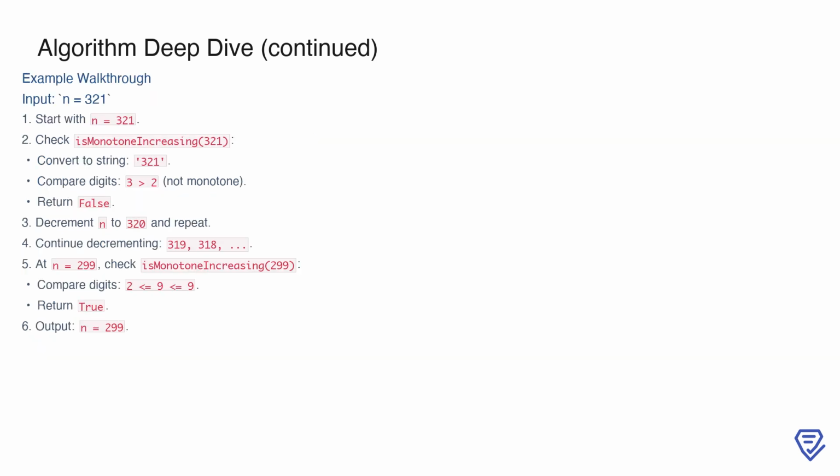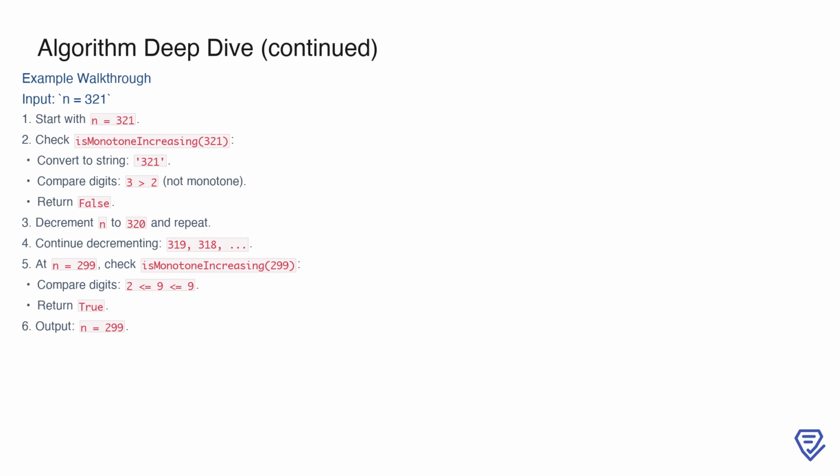To better understand the brute force approach, let's walk through an example where n equals 321. We start by checking if 321 is monotone increasing. Converting it to a string gives "321", and comparing the digits reveals that 3 is greater than 2, which violates the condition. Therefore, we return false and decrement n to 320. The process repeats, checking 319, 318, and so on.